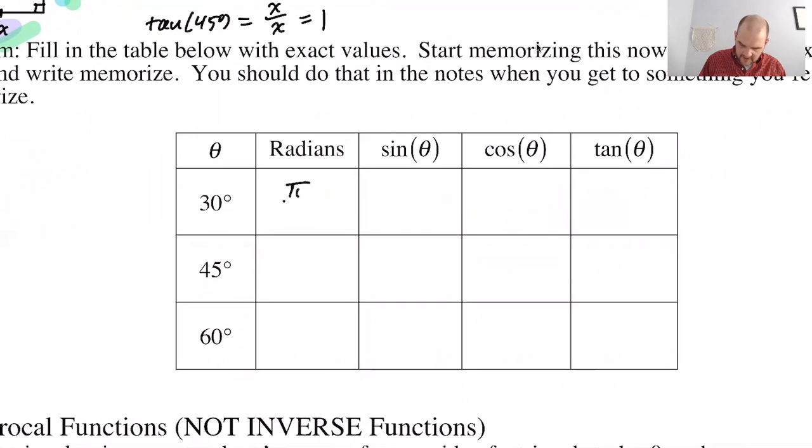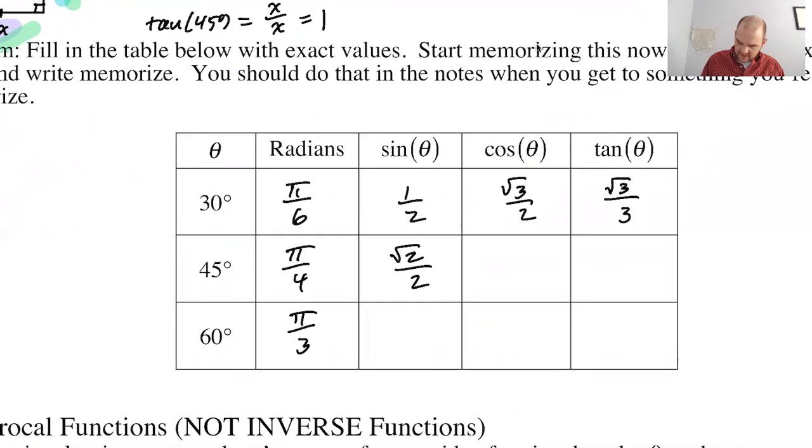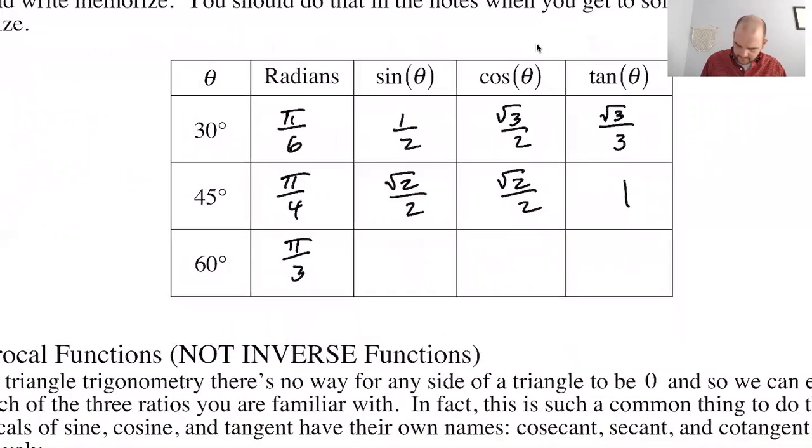So 30 degrees is pi over 6, pi over 4, pi over 3. All right, sine 1/2, cosine root 3 over 2, tangent, that's root 3 over 3. 45 degrees or pi over 4 is actually, I think, the easiest one because it has the least to remember. Because you use the same ratio twice, and then you just get 1. And then this, if you got 30 degrees right, you will definitely get this right.